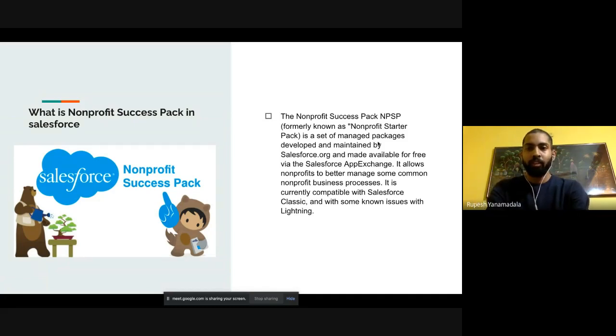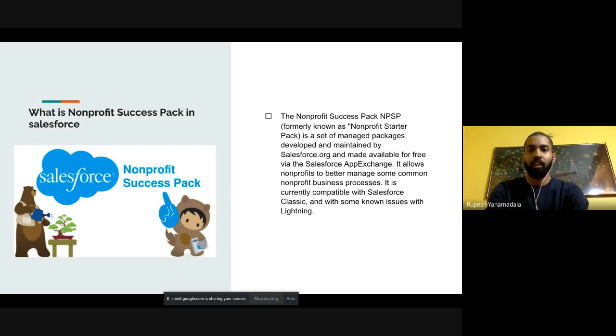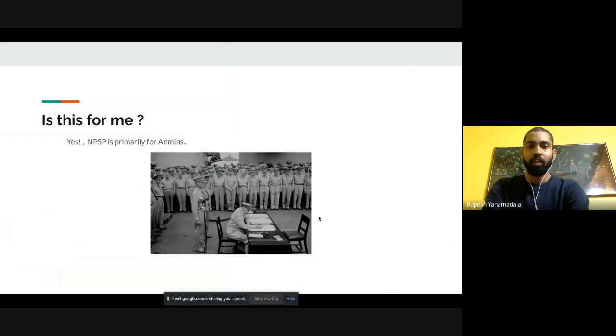Its basic functionality is that it allows non-profits to manage their day-to-day activities without any hassle. NPSP can be used in both Classic and Lightning. So is it for me? Yes, it's primarily for admins.